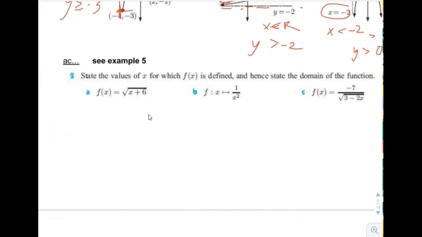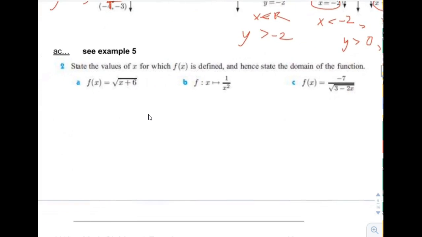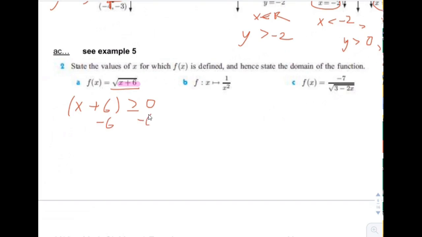Okay, last part, 2. State the values of x for which f of x is defined, and hence state the domain of the function. For example, for this one, whatever is inside cannot be less than 0. Otherwise, the square root function doesn't work. So we're going to put x plus 6, the inside part, and say this has to be greater than or equal to 0. What does x have to be to make that true? Let's use algebra, so that you don't get your negative signs backwards. So x is greater than or equal to -6. Wasn't that easy? Algebra is your friend.